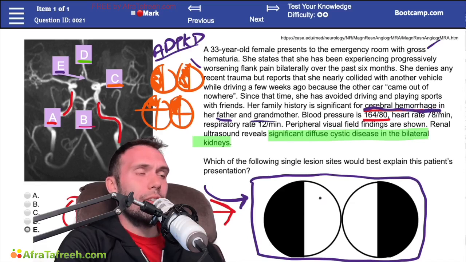If we're really being technical, it would be a subarachnoid hemorrhage that we would most likely be expecting, not an intracerebral one. But in any case, I think we have enough evidence here to safely say that this is most likely a berry aneurysm, and it is at the location of the anterior communicating artery as evidenced by the visual field deficit.